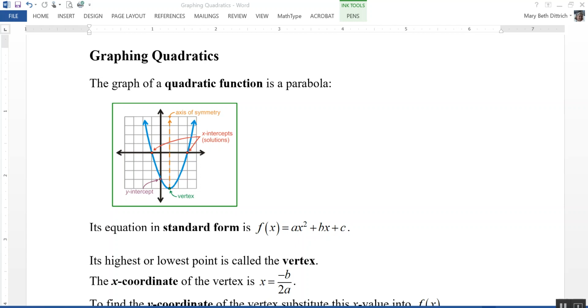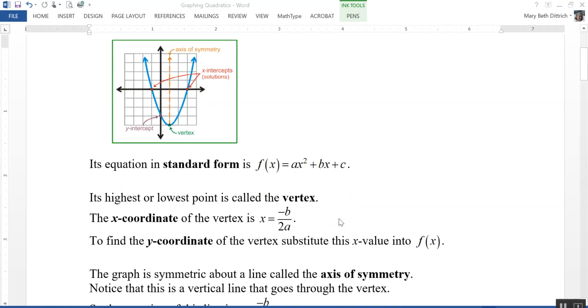The highest or lowest point of the graph is called the vertex. The x-coordinate of the vertex is x equals negative b over 2a. To find the y-coordinate of the vertex, we're going to take this x value and substitute it into f of x. That'll give us the x and the y-coordinate of the vertex.